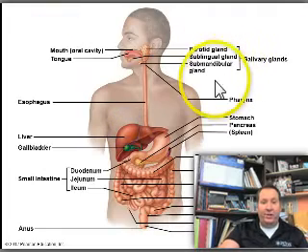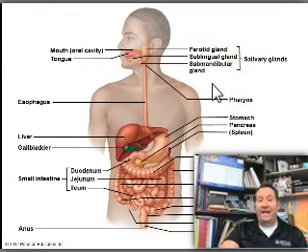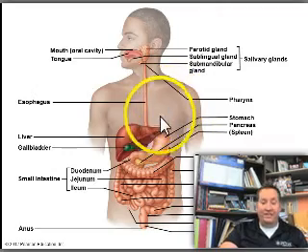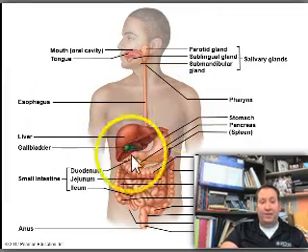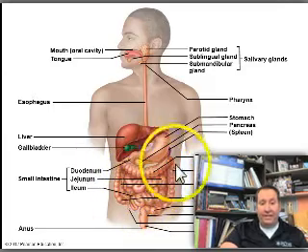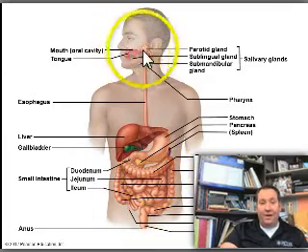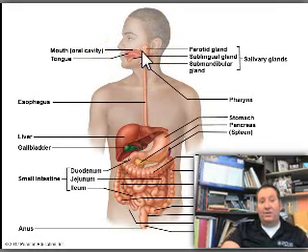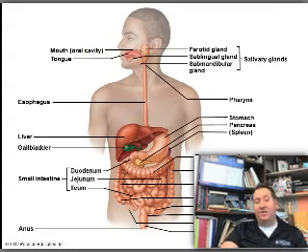This diagram is showing you an example of what a gross anatomist would do. Looking at the digestive system, I can see these large structures like the liver, the gallbladder, the stomach, the small intestine, the large intestine, the mouth, the parotid glands as well. These are all structures that you can see. They're easily observable. That's what gross anatomy is.